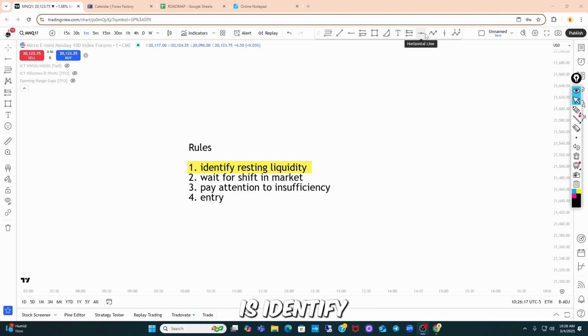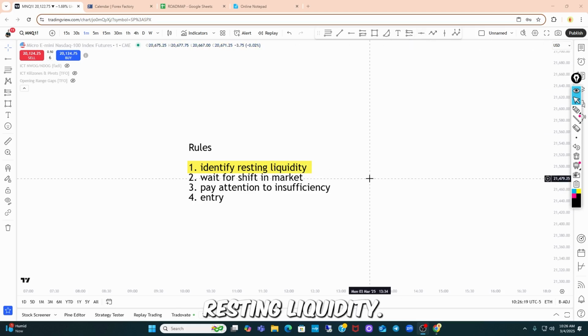So the first rule is identify resting liquidity. Obviously that's very important. You need to have a directional bias in the morning. So when you open up your charts, first thing you need to do is identify where the resting liquidity is. That could be determined by relative equal highs, relative equal lows, the London low, London high. Those are key levels that I'm paying attention to for price to draw to.